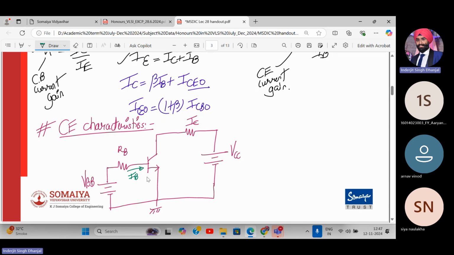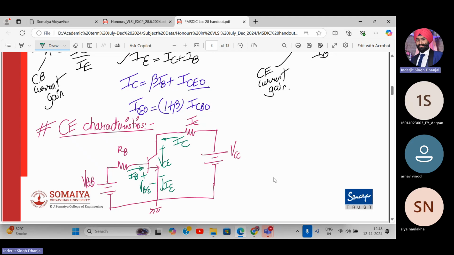Base current is going inside, and between these we have VBE. Between these two terminals, it is VCE. The current which is flowing into the collector terminal is IC, and the current leaving over here is IE.